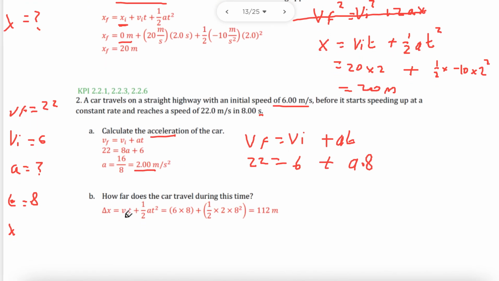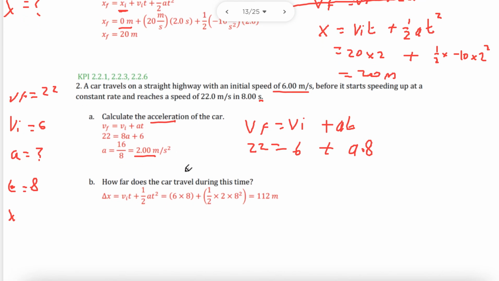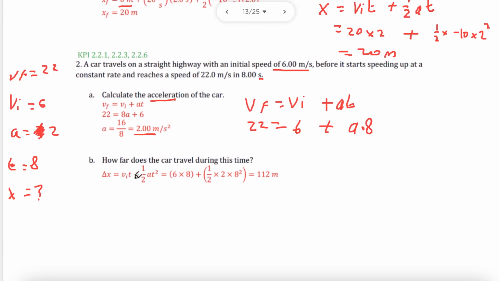And in this one, they also, like me, did not include the XI. So I'm guessing they copied and pasted this from different sources. How far does this travel? Well, that's what I need to find here. I have just figured out A. I know A now. That is 2. So, same thing. I use the same formula as above.